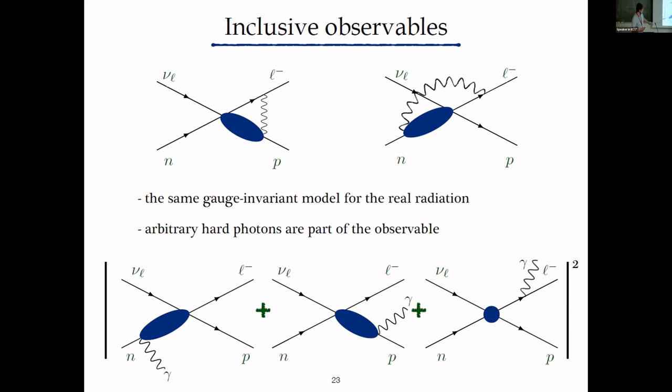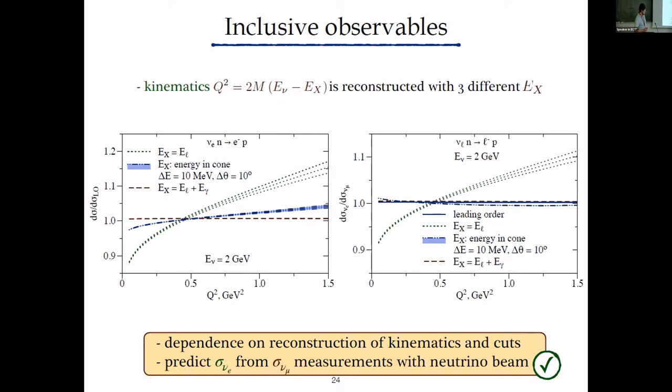Basically, if you take this model, this real radiation is gauge invariant by itself, and also reproduces correctly, of course, soft and collinear regions of photons. So we add this hard radiation and integrate over all kinematics. And here I show again the radiative correction ratio of corrected cross section over leading order result.